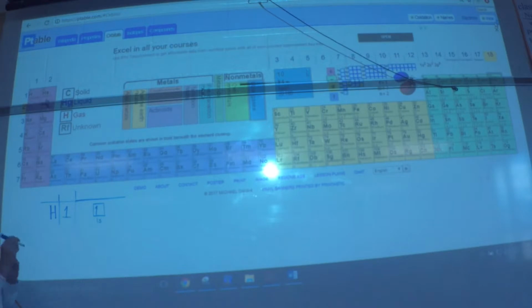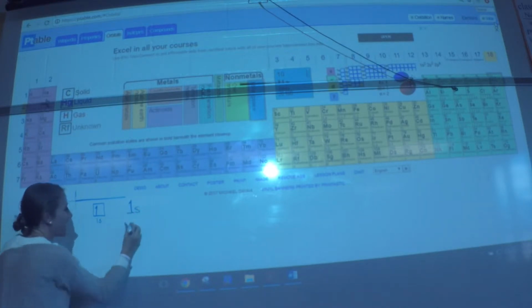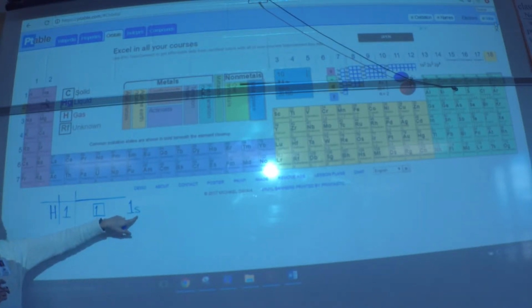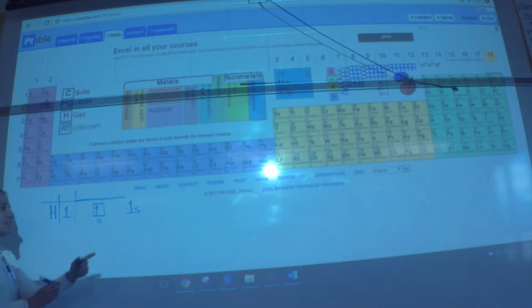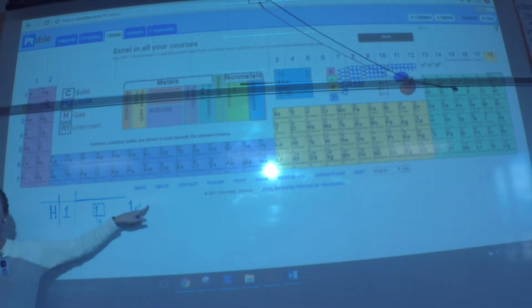Now, the configuration and the diagram represent the same thing. This is just visual configurations, just not as visual. So to write the configuration, you would write 1s for the room and the floor, and then you put a little 1 above the s to say, hey, there's one electron in the 1s. And that's it. We would signify if there's two.